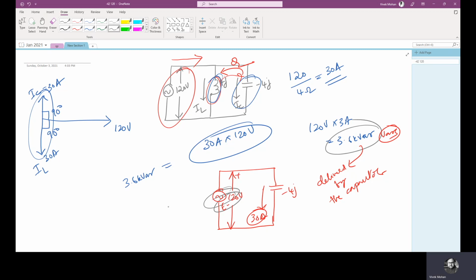So this is what we have concluded from the concept of reactive power source and reactive power load. How to differentiate reactive power source and reactive power load? Let's take a small break and we'll continue in the next lecture.